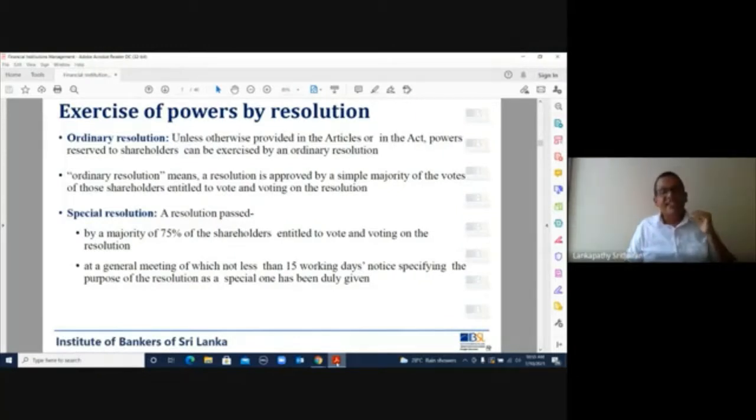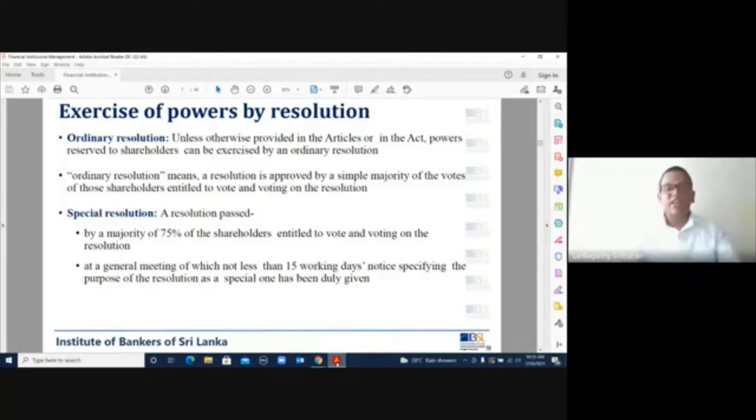And at a general meeting, of which not less than 15 working days' notice specifying the purpose of the resolution as a special one has been duly given. So if it is a special resolution, they have to give 15 working days' notice specifying the purpose of the resolution. So in those circumstances only, they can pass the special resolution.